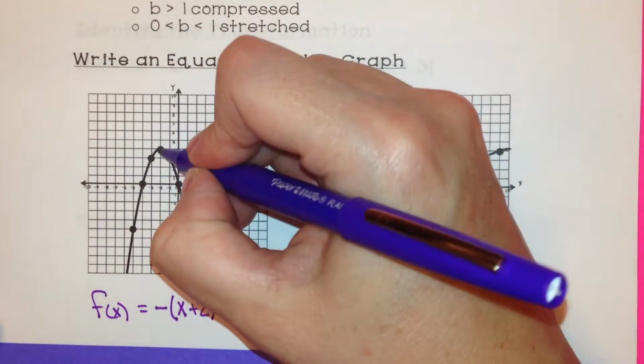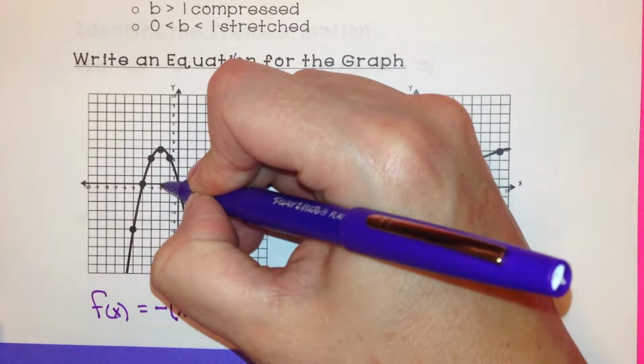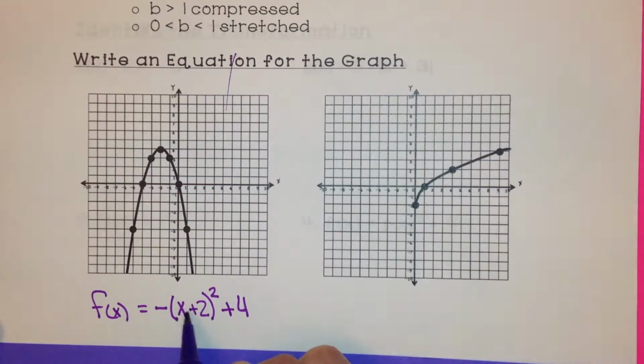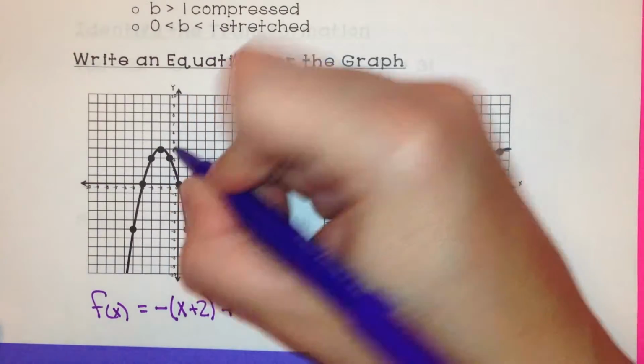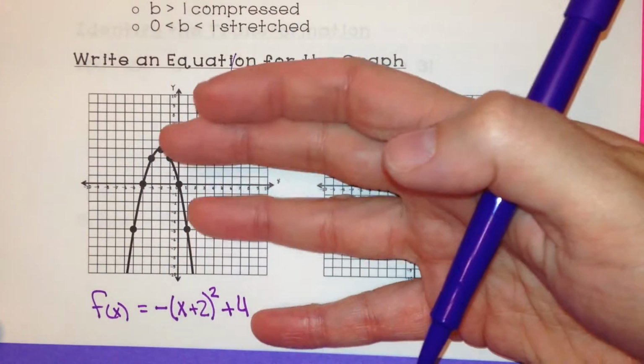Well, that worked. I'm going to plug in where the vertex is. So the x value is negative 2. Negative 2 plus 2 is 0. 0 squared is 0. 0 times a negative is 0. And 0 plus 4 equals 4. Well, 4 is the y-coordinate, so that one did work.